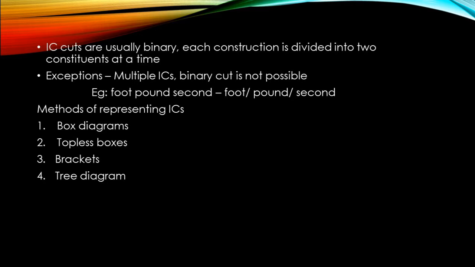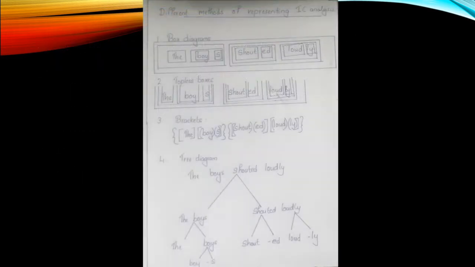Now, IC analysis can be represented in various ways. One is box diagrams, second topless boxes, third brackets, and fourth tree diagram. I have given you examples for each here. Box diagrams: the boys shouted loudly. The entire construction can be given in a single box.